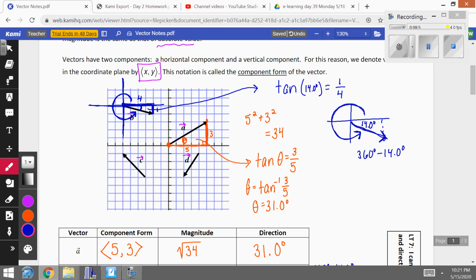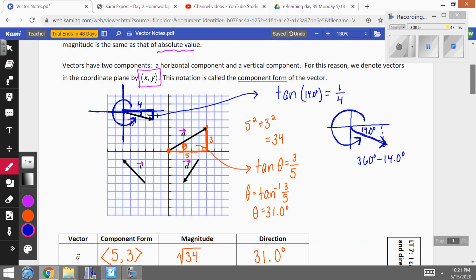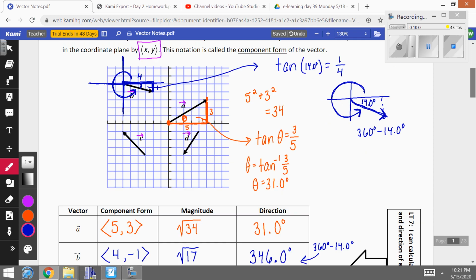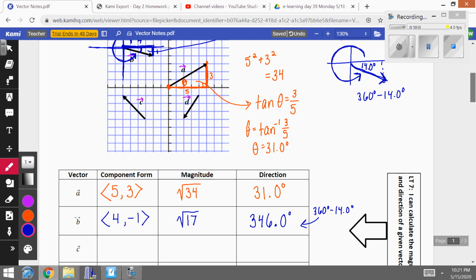If we were to think about it in quadrants, it would basically be in quadrant 4. Now, I know that's not where it's drawn on the coordinate axes over here, but that tells us our direction there, that it's 346 degrees. All right, what I want you to do is maybe pause this and see if you can try C and D. I'll still go through them, but maybe pause and try them on your own.